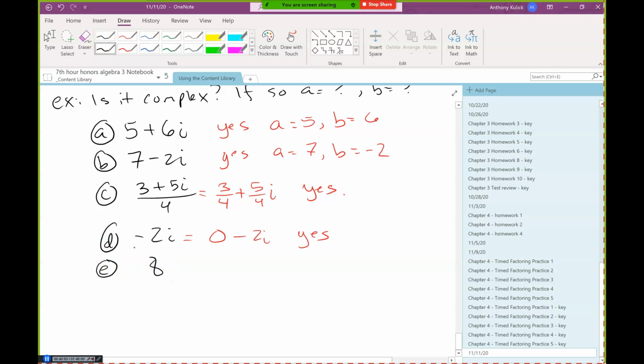How about 8? Is that a complex number? Sure it is. 8 plus 0i. So sure, that's a complex number.